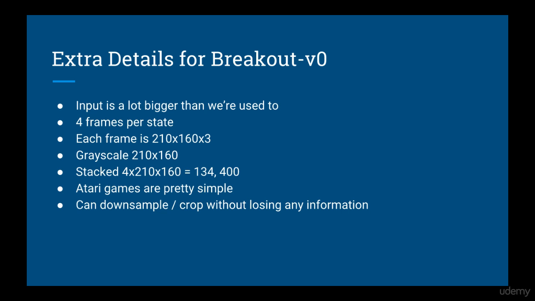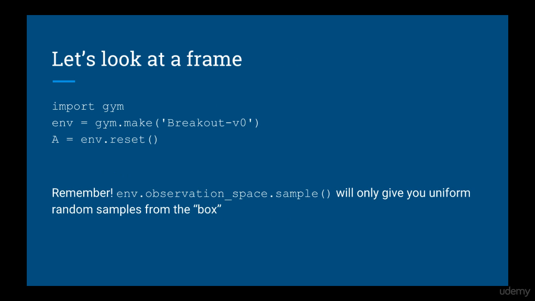The nice thing about old Atari games is that their graphics are pretty simple, so you can downsample the image without losing any information at all. In fact, there are even parts of the image that we don't really need for making decisions at all, so we can crop the image too. Let's inspect the frame so you can see what I mean.